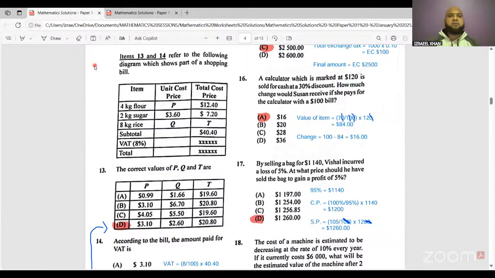So it looks like we're moving into consumer arithmetic now, okay? So let's see what's going on here. Items 13 and 14 refer to the following diagram. It shows part of a shopping bill. You can see this.